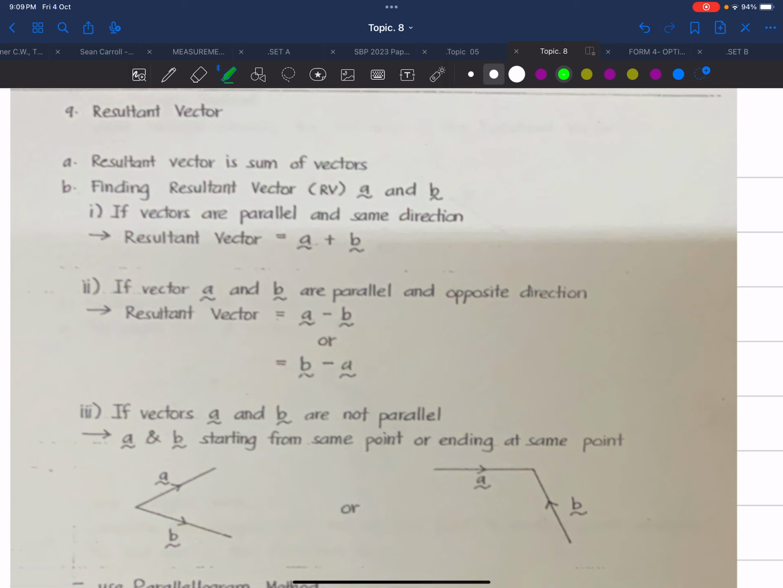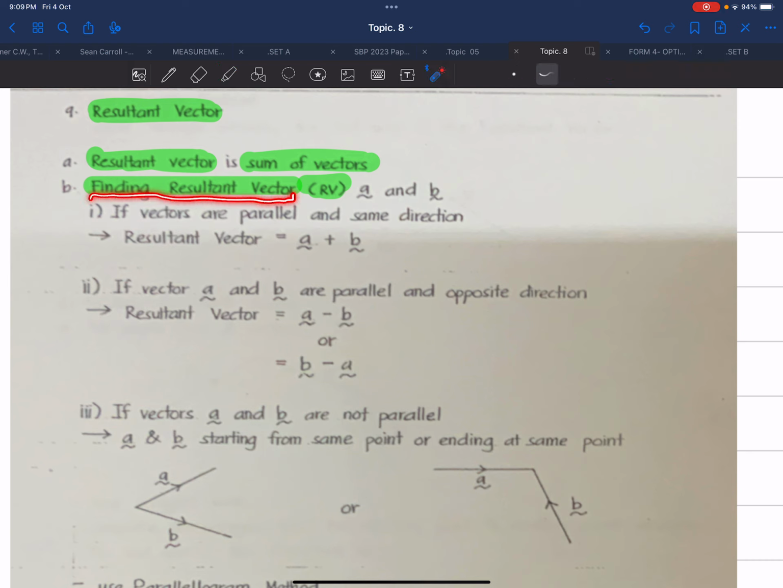Next, we look at resultant vector. Resultant vector, this one also in physics. Resultant vector is a sum of vectors. Now how do we find the resultant vector? I put the short form RV. Finding resultant vector, RV, for the vectors A and B.